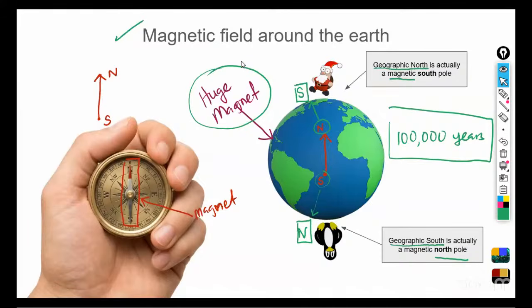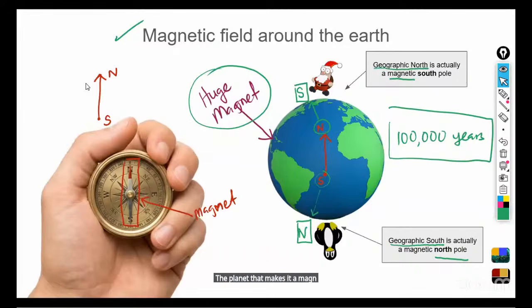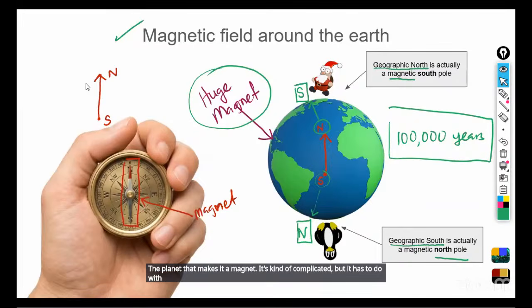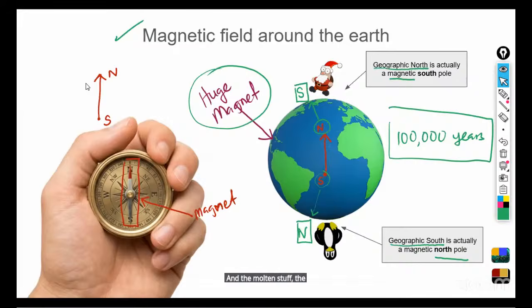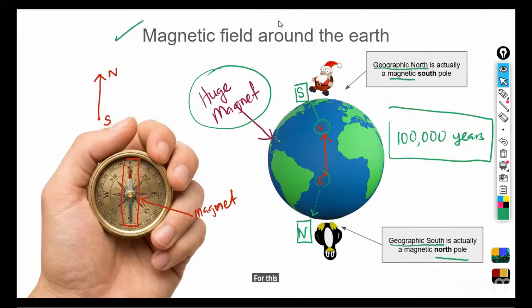I know some of you are asking the question, what makes all the planets a magnet? Like what is inside the planet that makes it a magnet? It's kind of complicated, but it has to do with the molten lava and the molten stuff, the hot liquid as you go towards the center of the earth. It's a little bit complex to explain for this class, but that should give you a little jump start. Let's go, guys.